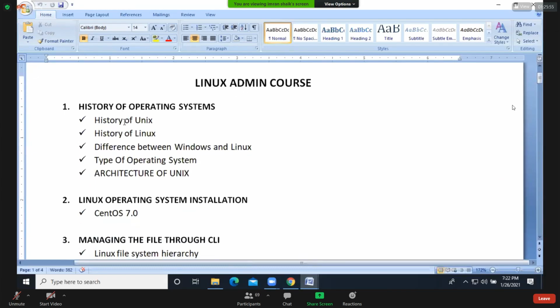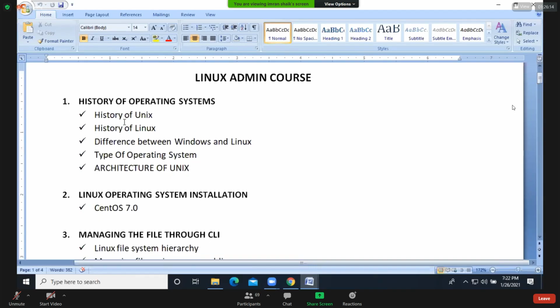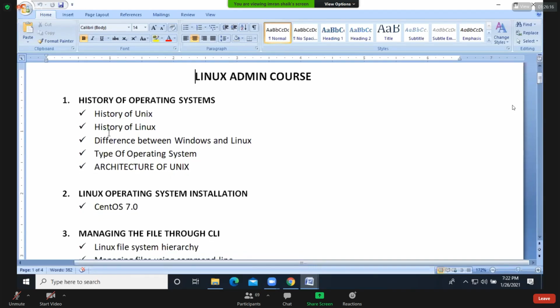Multi-user multitasking means you are able to log in as multiple users into your operating system. You can perform multiple tasks at a time with the help of multiple users. Mohammed Irfan, let's see here. I'll show you an example, guys, after installing the operating system. Don't worry.